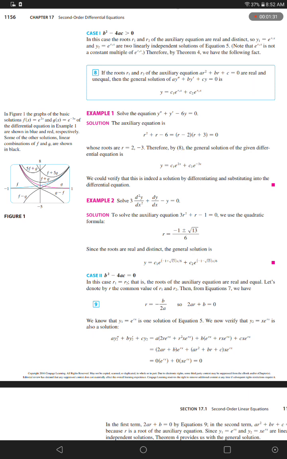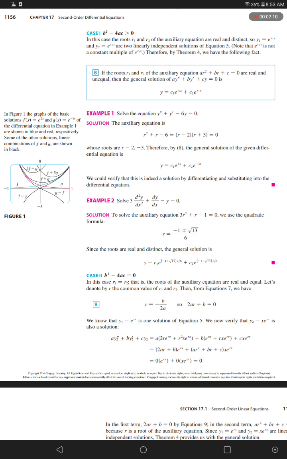Sidebar: in figure 1, the graphs of the basic solutions f of x equals e to the power 2x and g of x equals e to the power negative 3x of the differential equation in example 1 are shown in blue and red respectively. Some of the other solutions, linear combinations of f and g, are shown in black. You have figure 1. Back to the text.